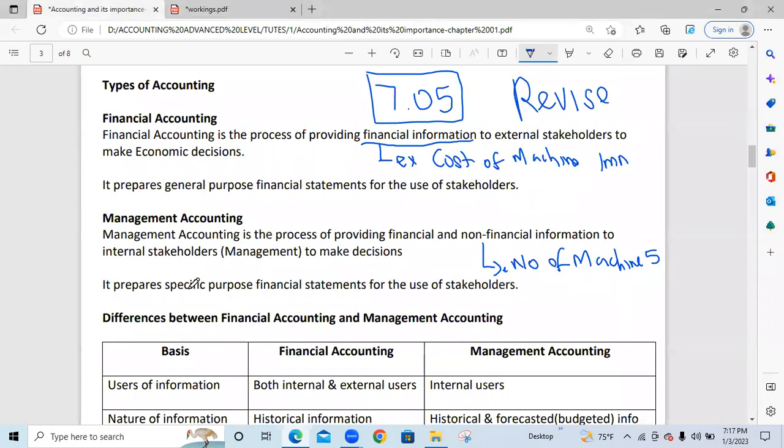Now we'll go to management accounting, which is a process of providing information. Managers are people inside the business. If you provide them only financial information, it's not enough for them to make decisions.